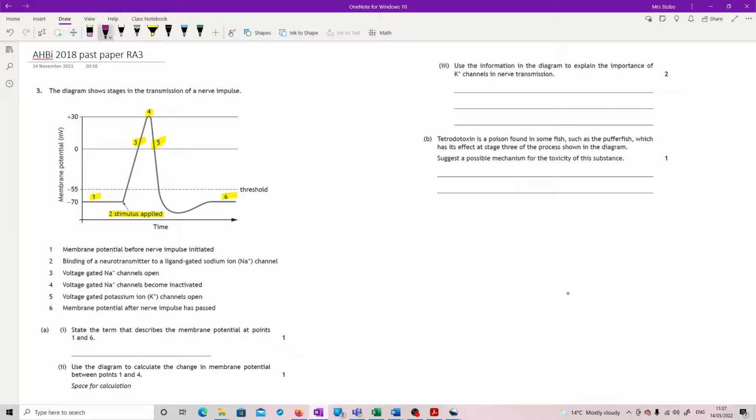State the term that describes the membrane potential at points 1 and 6. That is the resting potential of the cell.